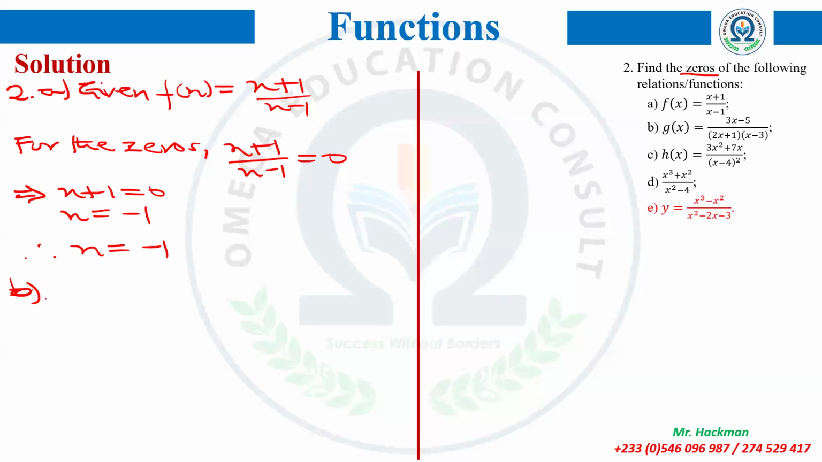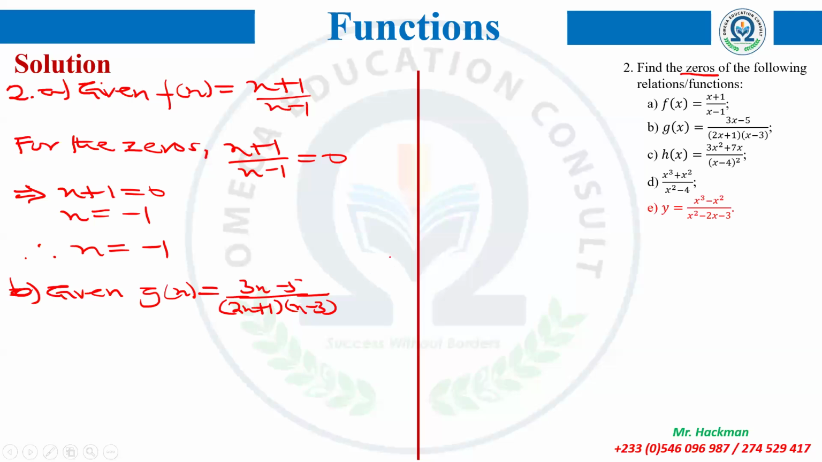Okay, so B, what are we given? We are given g of x to be equal to, what do we have? 3x minus 5 all over 2x plus 1, into x minus 3. Okay, so this is what we have.